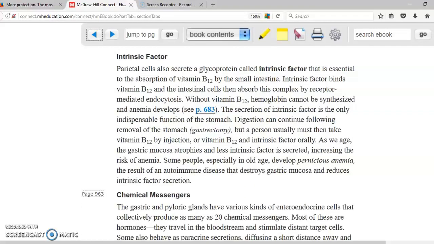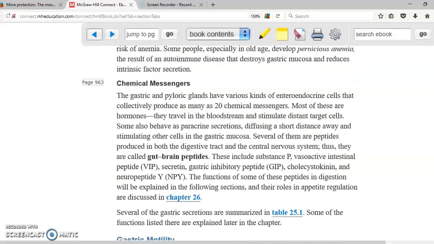Chemical messengers, some of them are going to be the vasoactive intestinal peptide, VIP, secretin, GIP, gastric inhibitory peptide.